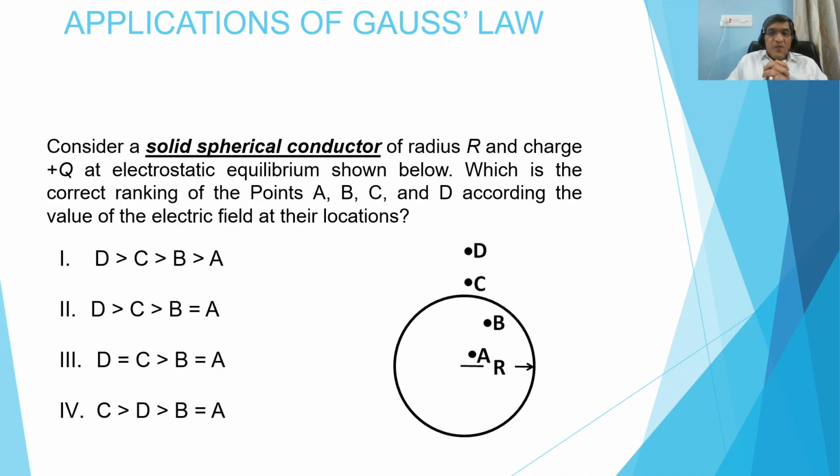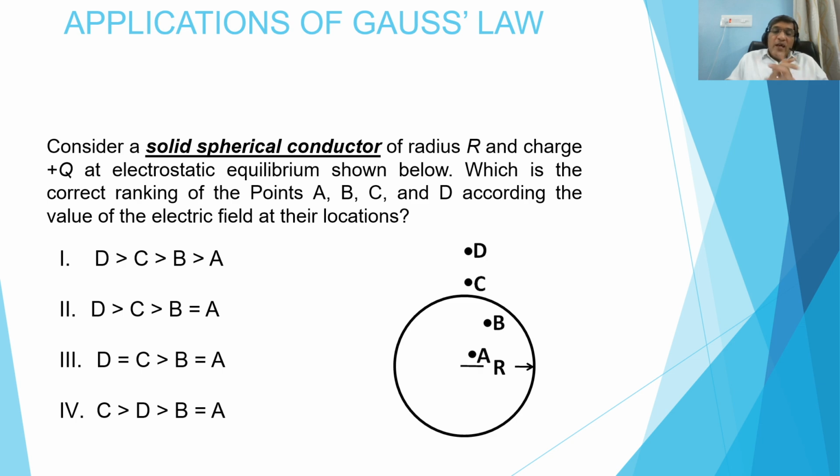Now move further. Which is the correct ranking of the points A, B, C, and D according to the value of the electric field at their location? First of all, you have to decide that our material is a conductor. So the electric field inside, for small r less than capital R, that is at points A and B, is equal to 0. The electric field at points A and B, and all points inside the radius capital R, that is inside the conductor, are equal and the value is 0. So the one option which is correct is where A equals B.